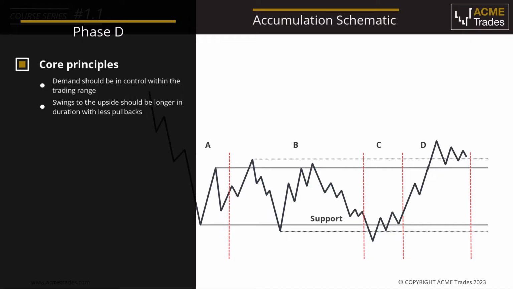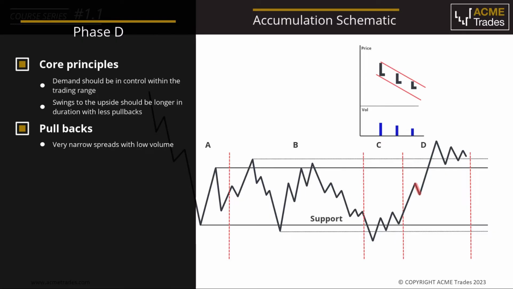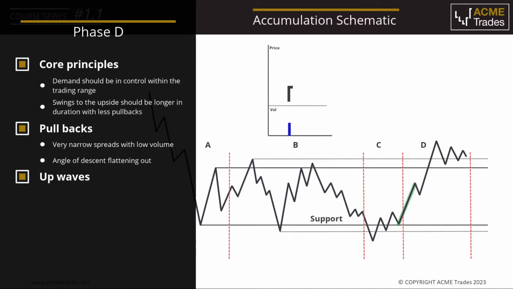Swings to the upside should be longer in duration with less meaningful weak pullbacks. For example, we can see here, look at the good rally here, look at the good rally here, and these little pullbacks will be very shallow. And the price action for these pullbacks should have very narrow spreads again with low volume, flattening out, showing no real selling pressure. And conversely, the good up waves in duration, we want to see evidence of good buying. We want to see wide spreads and increasing volume.